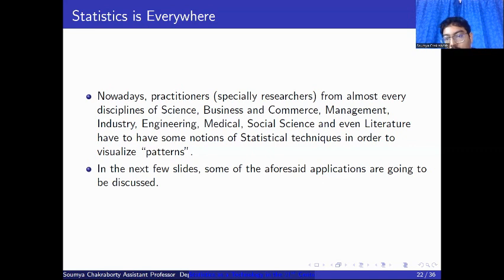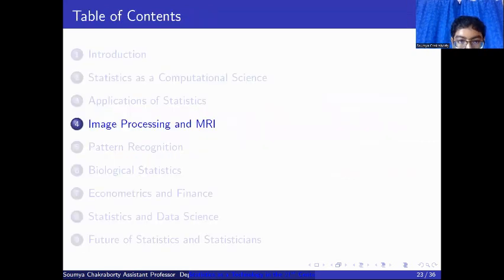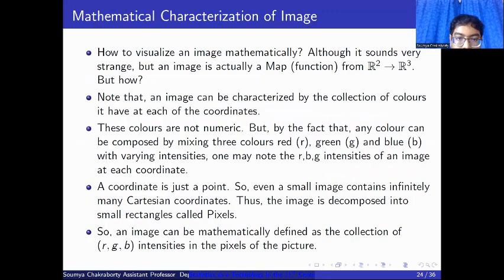Even today, I read an article in Anandabazar Patrika that statistical methods can be applied to criminology to detect criminals or criminal activities. So let us first go to the application in image processing and MRI.